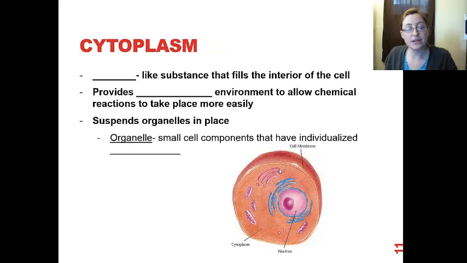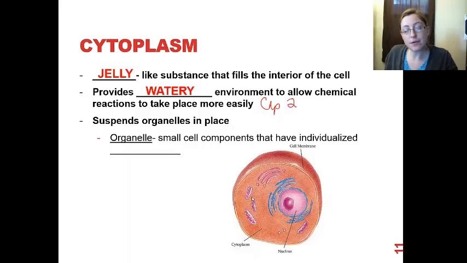The cytoplasm, this is something also common to both prokaryote and eukaryote cells, but the cytoplasm is sort of this jelly-like substance, and it fills the interior of the cell, and it provides this nice watery environment to allow chemical reactions to take place more easily. And there will be more on that coming in chapter 2. But we'll get to that when we get back to school in August.